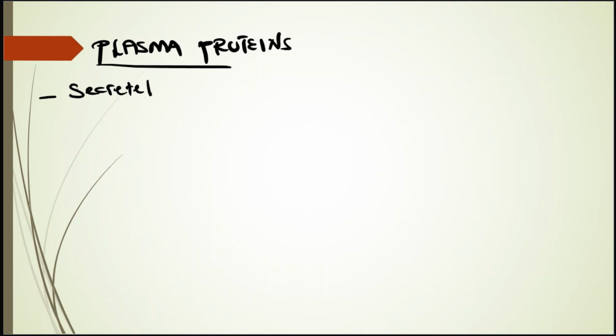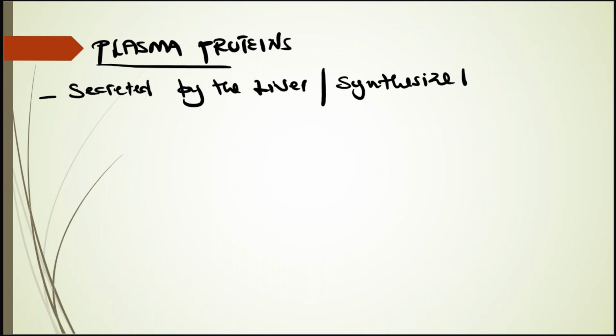What you should know is that the plasma proteins are made by the liver. They are secreted by the liver. The correct term to use actually is synthesized by the liver. There are three classes of plasma proteins.